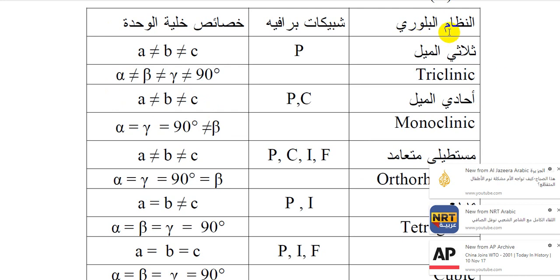So here are the crystal systems. Triclinic is represented by P. A does not equal B and does not equal C at the same time. The triclinic has the following angle values: alpha does not equal beta and does not equal gamma, and none equals 90 degrees.